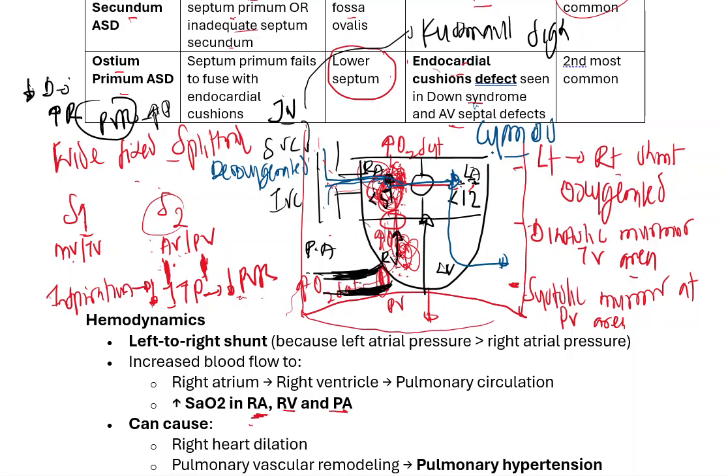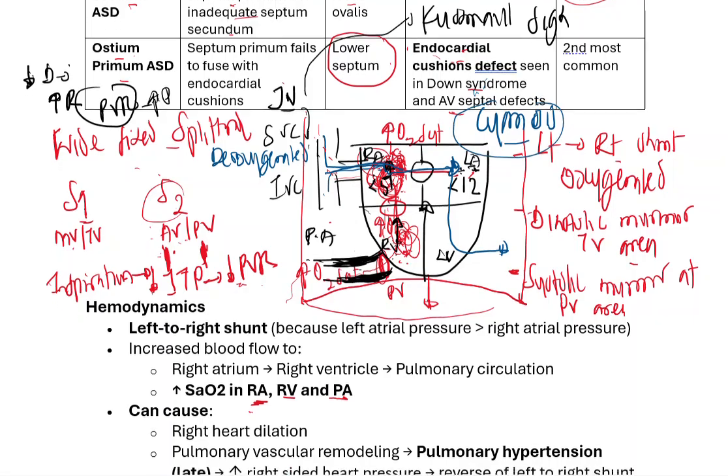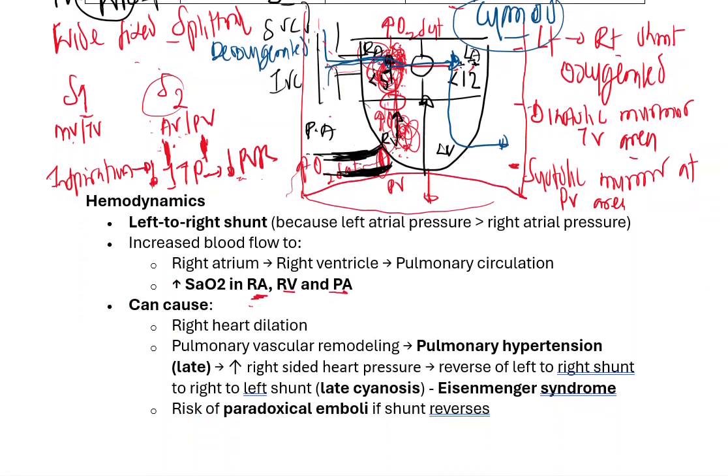But if this is not addressed, with time, because of the pulmonary vascular remodeling and pulmonary hypertension, the initial left to right shunt will now become a right to left shunt. And at that point, they're going to develop cyanosis. And this process whereby a left to right shunt becomes a right to left shunt is what we call Eisenmenger syndrome.